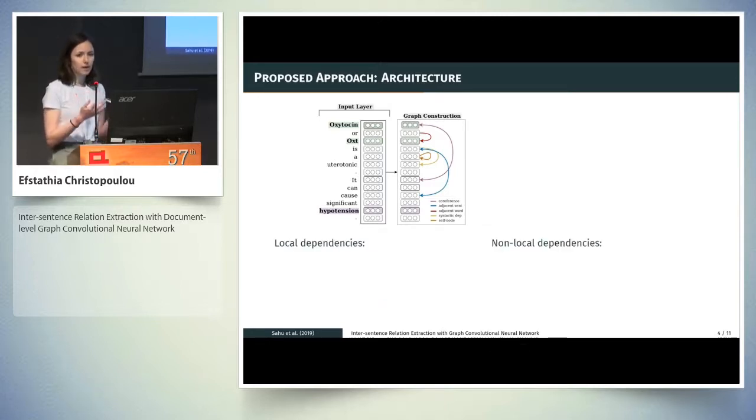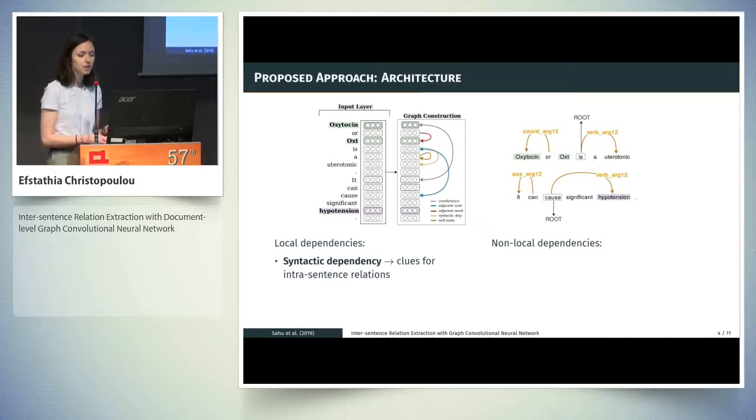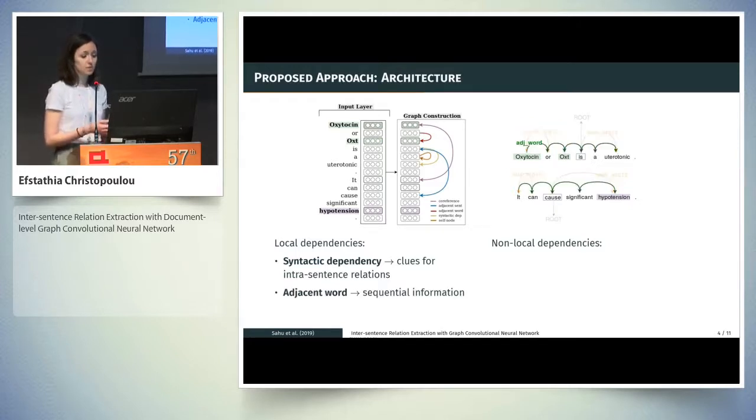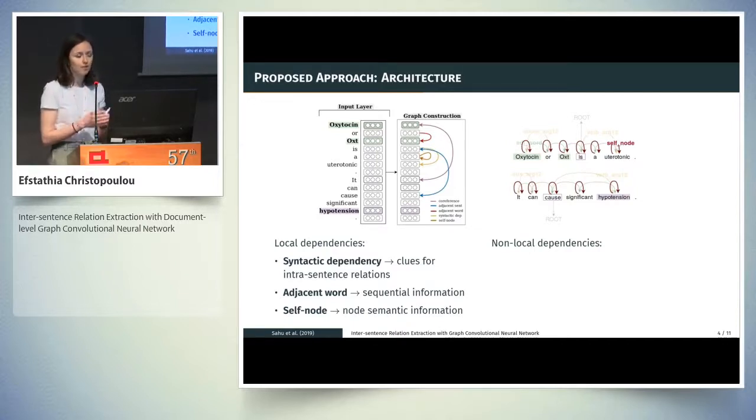We split the kinds of edges into local and non-local ones. Starting with the local, first we use syntactic dependency, which can give us informative clues for intra-sentence relations. Then we use adjacent word information, as followed by previous work. Essentially, we connect the next and the previous word to the current word in order to encode some kind of sequential information into the model. And finally, we use self-node information. We want to have information about the word itself in the model, so we include this type of edge as well.